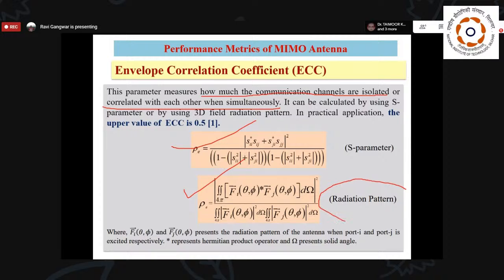But in general, for MIMO antenna elements, this correlation is much more important, because that is going to give the actual value of your ECC.